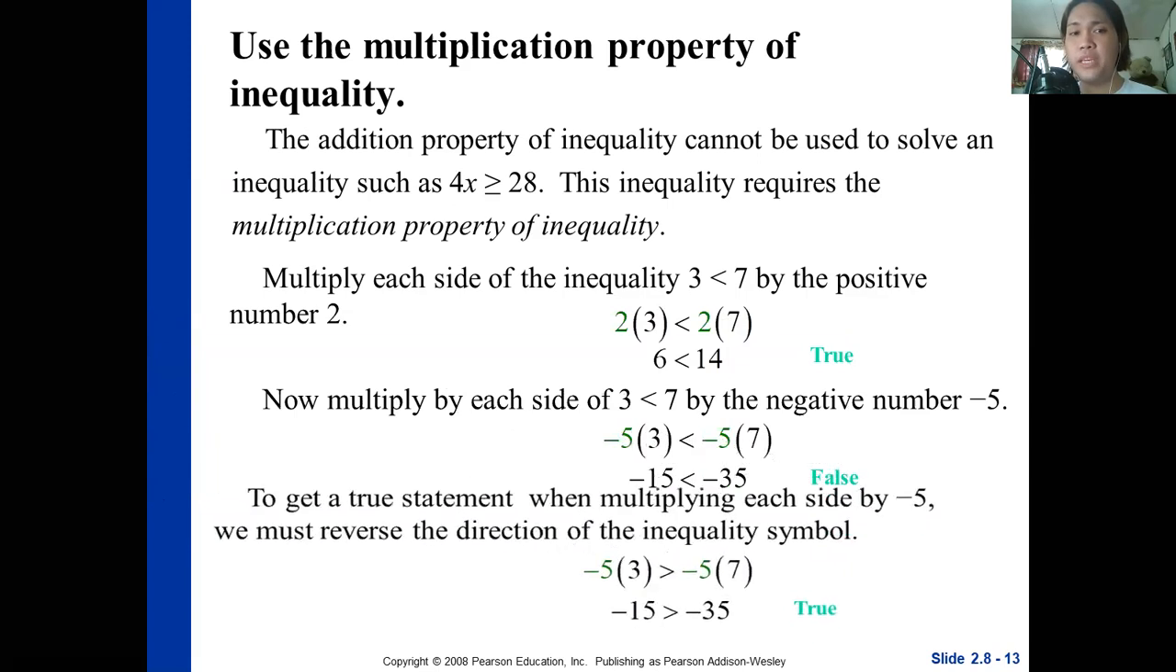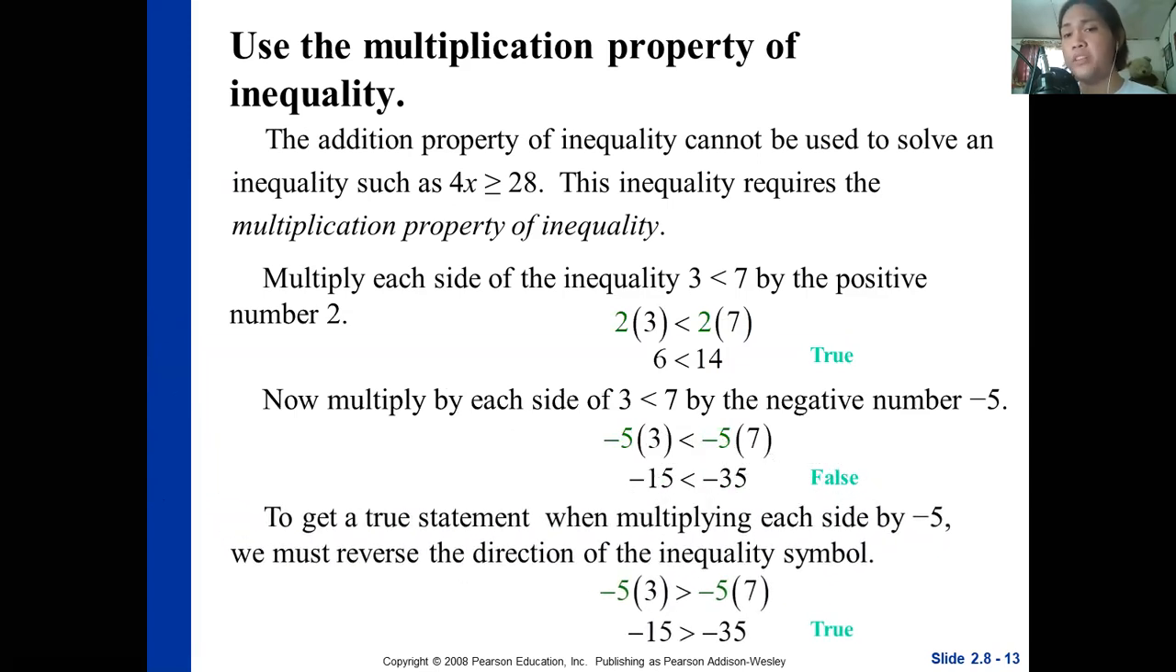So with that, we can say that to get a true statement when multiplying each side by -5, we must reverse the direction of the inequality. So you can have -5 times 3 greater than -5 times 7, then we have -15 greater than -35. So our statement now is true. Okay, I'm talking about this one. To correct this false statement, we multiply both sides of the inequality by -5 and reverse the symbol, to make the statement true. This is what I meant in here. Now let's proceed.